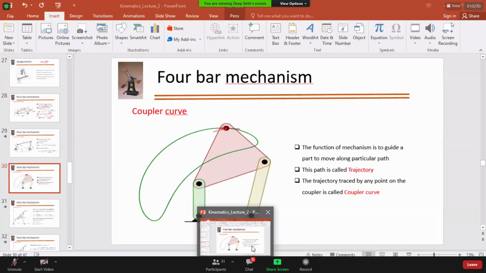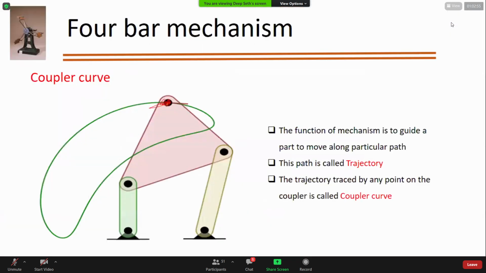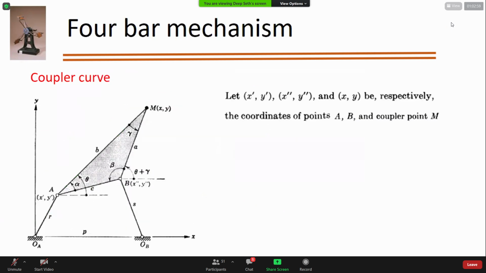Okay, so let's go back to our slide. So here you're seeing this coupler curve. How will you find this coupler curve? What will be the equation of this coupler curve? What kind of trajectory will it form? That is what we are going to see here.